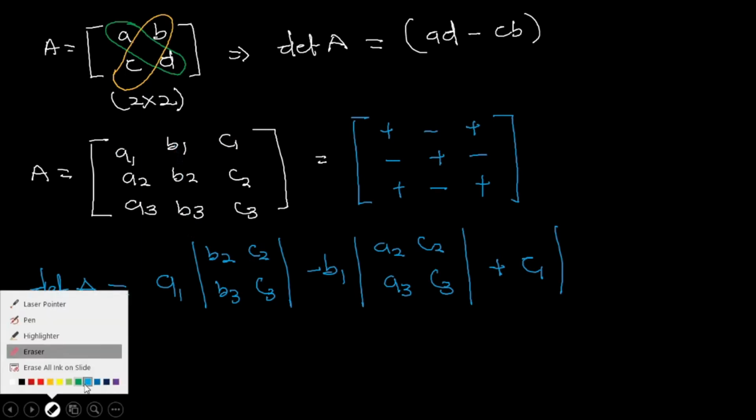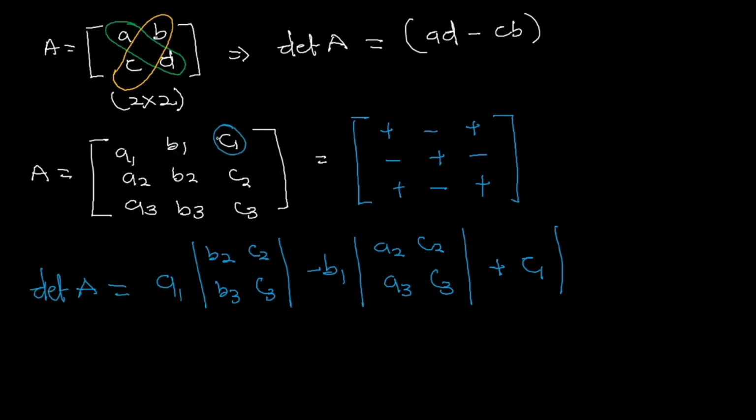If we take that, what it means is that we are using this element. So we cross out this row and then this column. So we are left with just this 2 by 2 matrix, which is what? A2, B2, A3, B3. Okay, so from here it means determinant of A is equal to, then we have our A1. Now this is a 2 by 2 matrix.